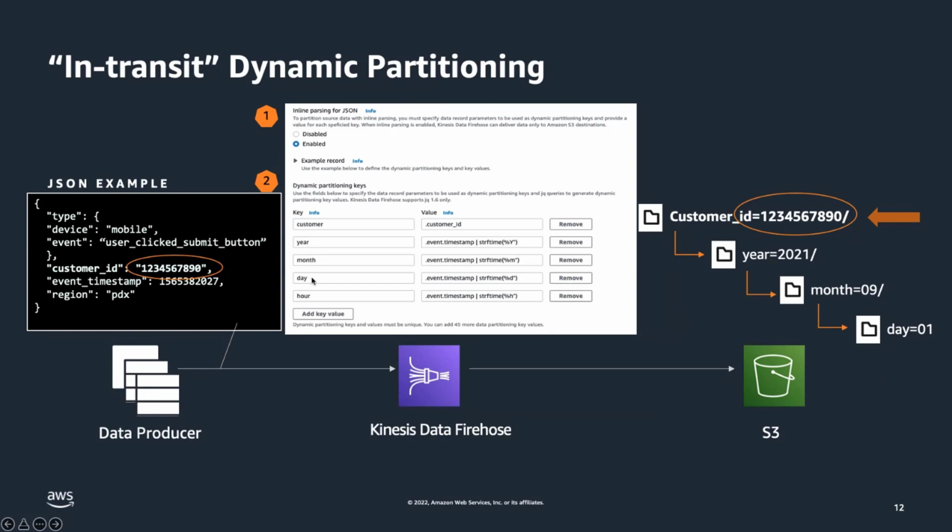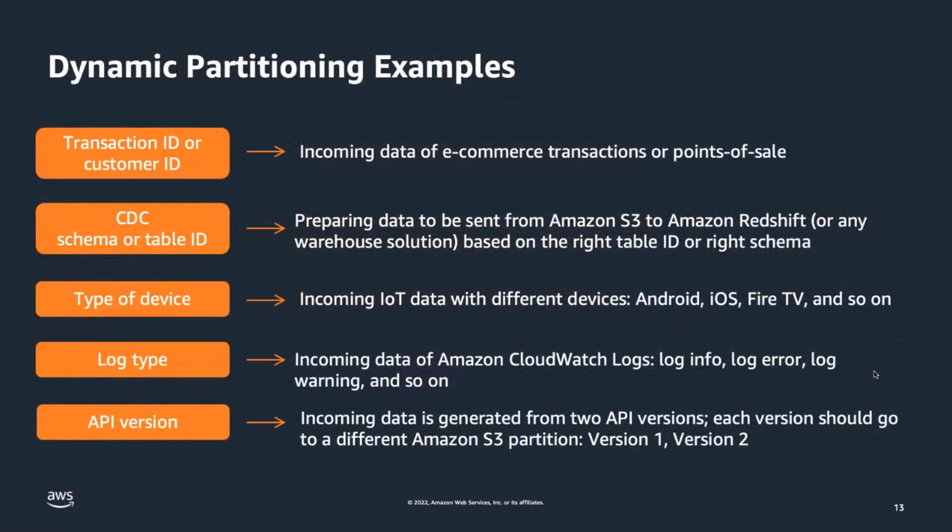If you want year, month, day, hour, it does the same thing. You just put the syntax from JQ, and it will create the year, month, day, and hour. And that will be reflected in your S3 buckets. Instead of customer ID, you may want to use transaction ID. I see that with a lot of e-commerce customers. Maybe if you're doing CDC, you may be interested in a table ID instead, or maybe a schema. And then you have multiple schemas that go to different folders.